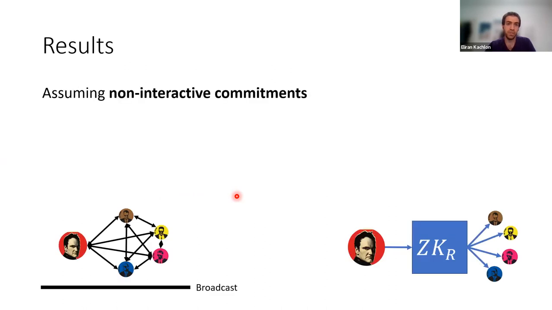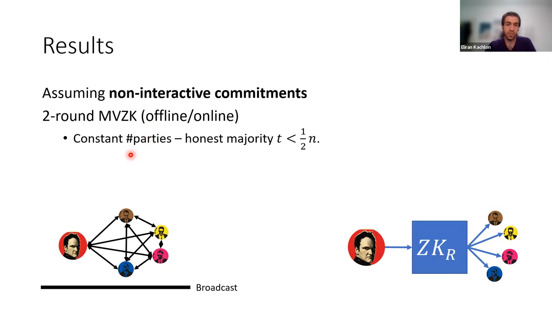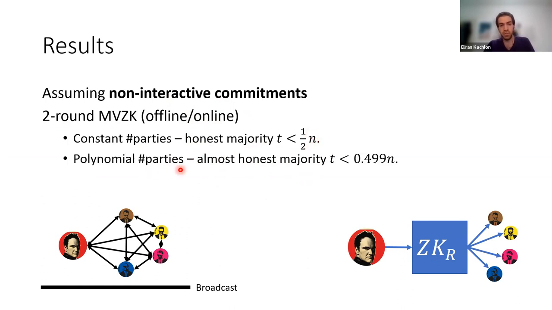So we assume the existence of non-interactive commitments, and we show that there exists a two-round MVZK protocol, again, with this nice feature of offline online round, so that if the number of parties is constant, we obtain optimal resiliency for honest majority. This means that the number of corrupt parties T should be less than one half the number of parties N. And otherwise, if the number of parties is larger, if it is polynomial, then we obtain almost optimal resiliency, which means that the number of corrupt parties T should be at most, let's say 0.499, the number of parties N. This constant can be any constant arbitrarily close to one half. So those are the results regarding MVZK.